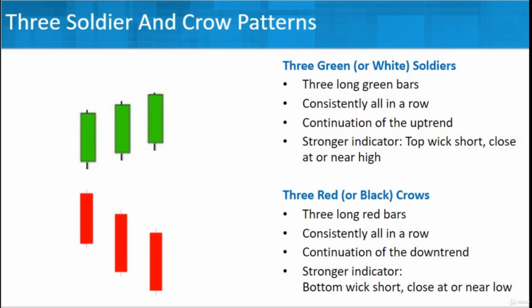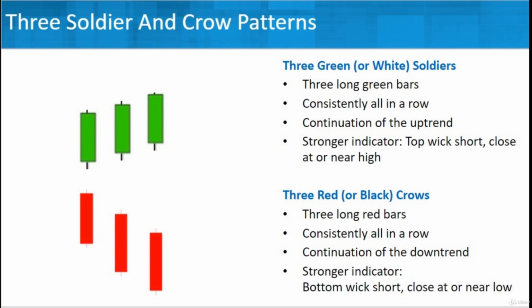Now it could be going the opposite direction, downward, and then we'd be looking at three crows. Those candlesticks would be red or, depending on your trading platform, could be black. Either way, it's the opposite of something trending up. We're looking at three red bars, and it's the same thing. You're looking at longer red bars, not dojis or very small real bodies. You're looking for good, consistent, long red bars, all in a row, like the soldier pattern.